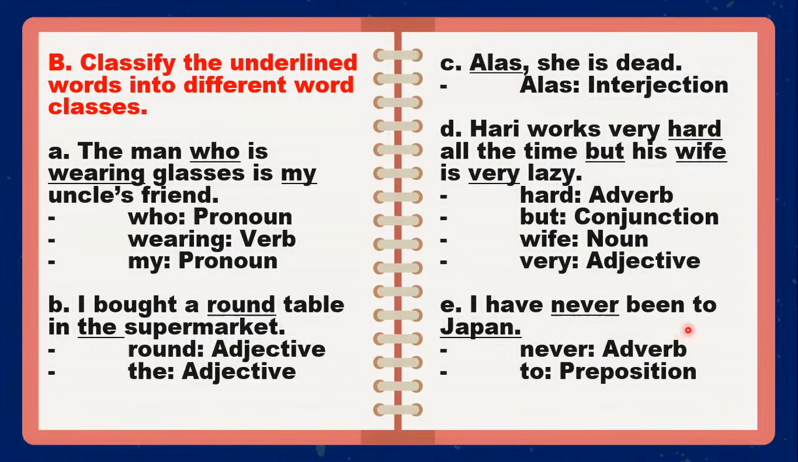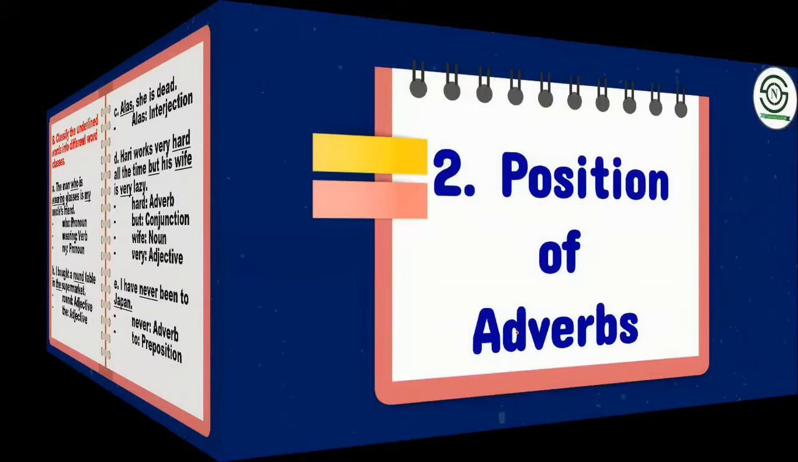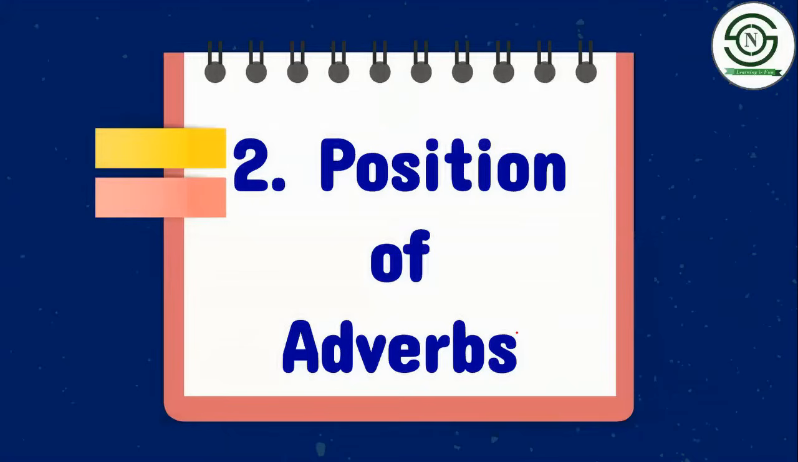I have missed underlining, there is also to in the questions, so let me just underline this to. Okay, so to is preposition, and finally you have Japan. Okay, Japan is a noun. Now, with this we come to unit 2, position of adverbs. So we have talked a little about it before, but let's see.